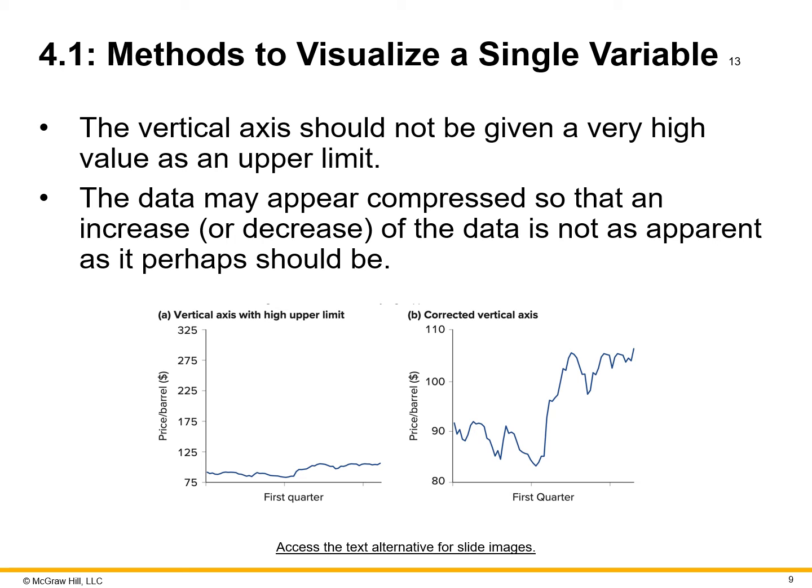The data may appear compressed so that an increase or decrease is not as apparent as it perhaps should be. On the left side example, the original was 75 to 125, 175, 225, etc. It went up about $50 in each interval of the vertical axis. Now we spread it apart further and go by $10 increments: 80, 90, 100. That takes it from a compressed view to a more focused and finer look at the line graph, so we can see the trend of our analysis and get more precise in our data analytics.